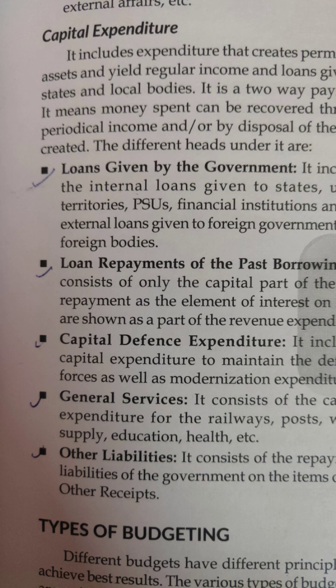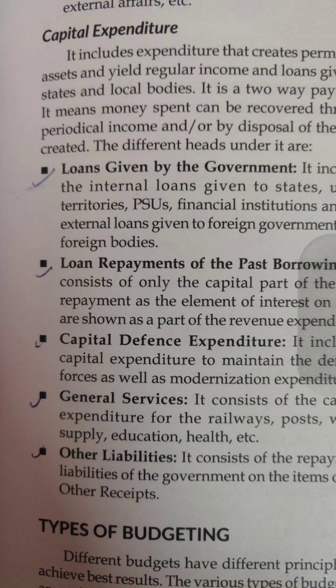3. Capital defence expenditure. The government spends money on things that help defend the country. This includes buying weapons, ships, airplanes, and defence equipment. It's also about modernising the army and the police. Example, if the government buys a new fighter jet for the Air Force, that is capital expenditure because the jet will last for many years and help keep the country safe.